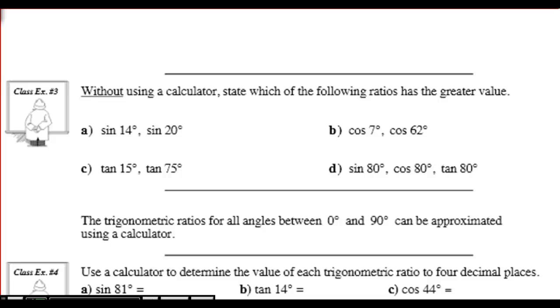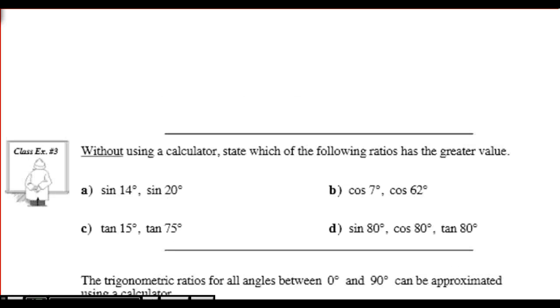Okay, without using a calculator, these questions are actually really good because they force you to visualize the triangles, and if you can't visualize them yet, you might want to draw them out on the side here. So without using a calculator, state which of the following ratios has a greater value, sine 14 or sine 20. Well, I'll do the diagram for the first couple, then hopefully we can all start visualizing this. So if I have a triangle here, that would be 14 degrees, and then I have another triangle, a little bit bigger angle here, 20 degrees.